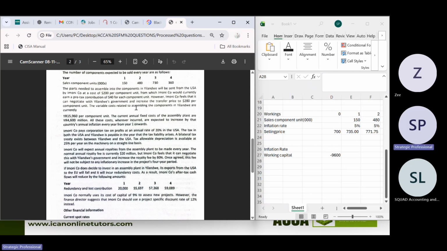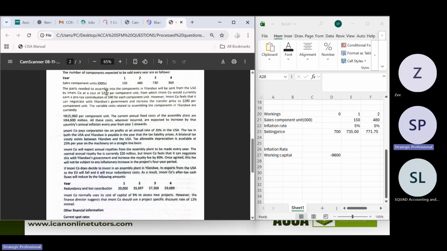The variable cost relating to, hold on. At the cost of 200 per component, from which we currently earn a pre-tax contribution of $40 for each component unit. However, the company feels that it can negotiate with the Zimbabwe government and increase the transfer price to 280 per component unit. What does this tell us?